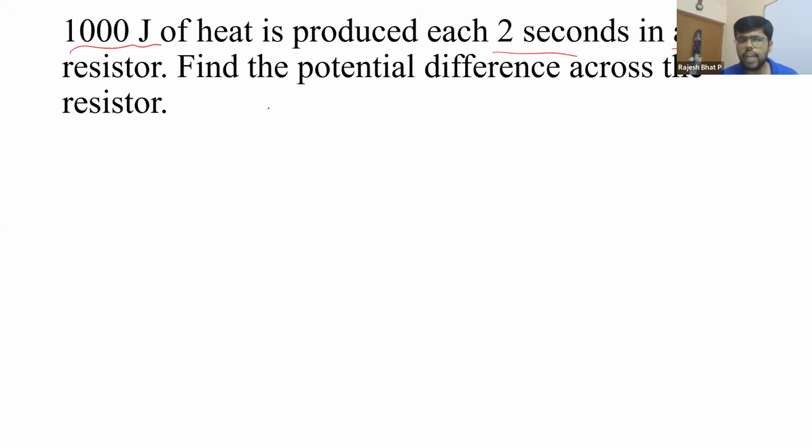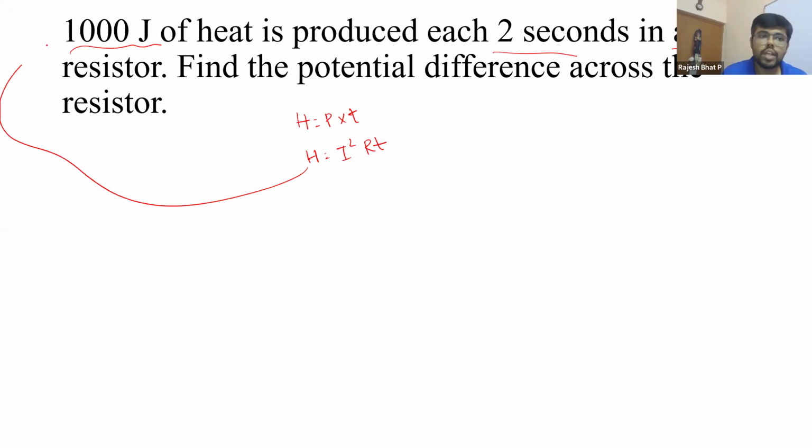What all things do we have? Heat produced. We know this equation, no? Heat produced means P into T or I square RT. Correct? So now what to use? Here you can see 1000. I'll write 1000. Current I don't know.